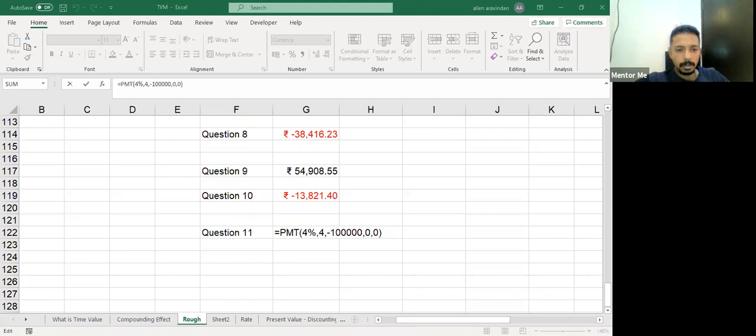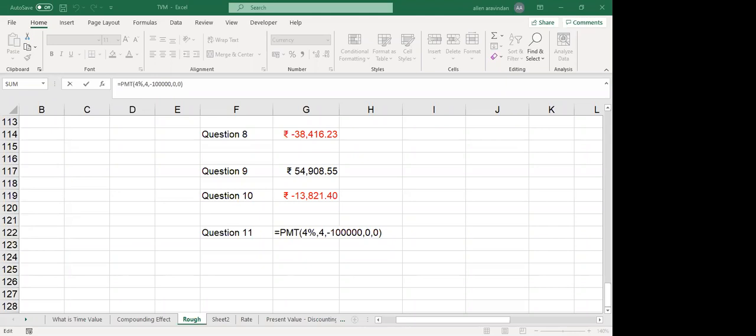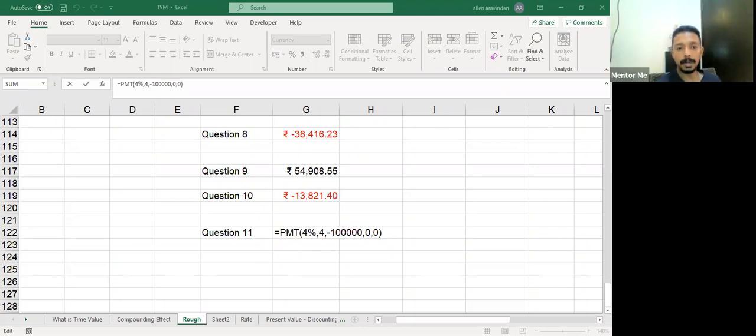Question number 12. Okay, interesting calculation. This is what you will be faced with when some financial advisor comes and gives you a plan. I hope this will make sense: somebody will say, I will give you 16,000 at the beginning of each year for 8 years. And another financial advisor will say, I will give you 12,000 at the end of each year for 12 years.